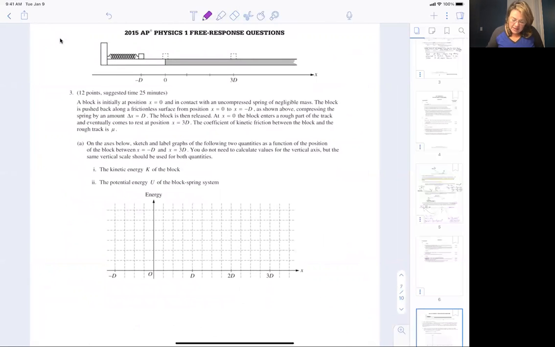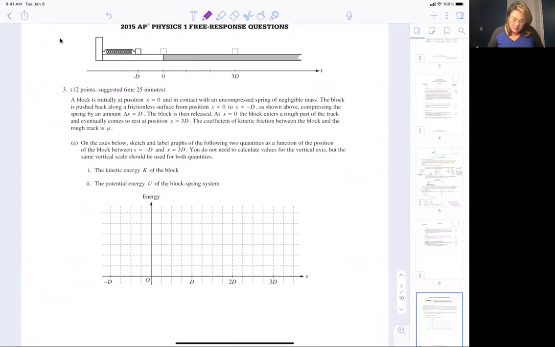A block is initially at x equals 0 and in contact with an uncompressed spring. The block is pushed along a frictionless surface from position x equals 0 to x equals minus d as shown above, compressing the spring by an amount delta x. The block is then released.